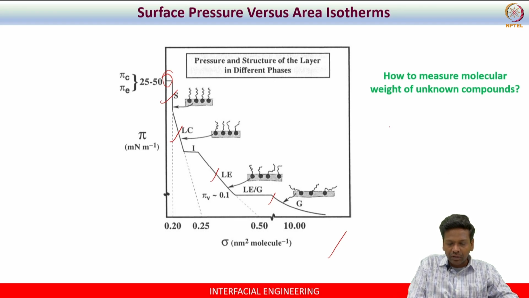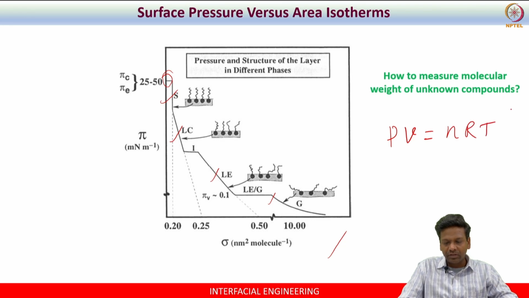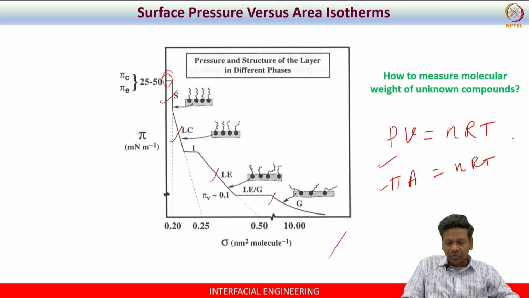So we know that for a gas molecule, you can use the ideal gas relation, which is nothing but PV equals nRT. Now we are not talking about bulk phenomena, we are talking about interfacial phenomena. Since we are talking about interfacial phenomena, this PV term can be replaced with the pi A term, surface pressure and area per molecule. In this case, you will have to measure the surface pressure pi and area, which is nothing but nRT.